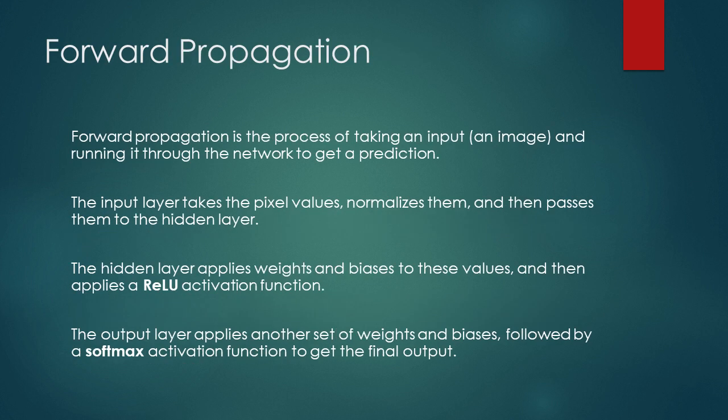Forward propagation is the process of taking an input, an image, and running it through the network to get a prediction. The input layer takes the pixel values, normalizes them, and then passes them to the hidden layer. The hidden layer applies weights and biases to these values, and then applies a ReLU activation function. The output layer applies another set of weights and biases, followed by a softmax activation function to get the final output.